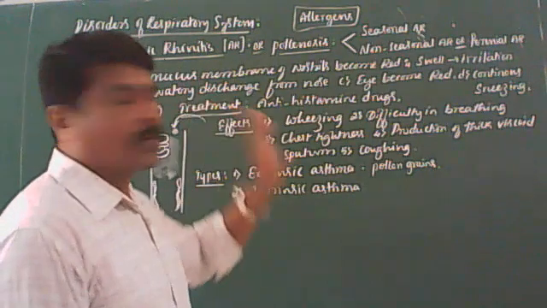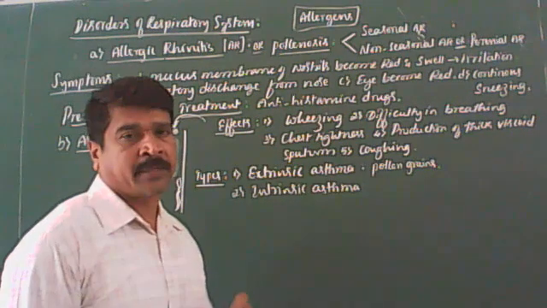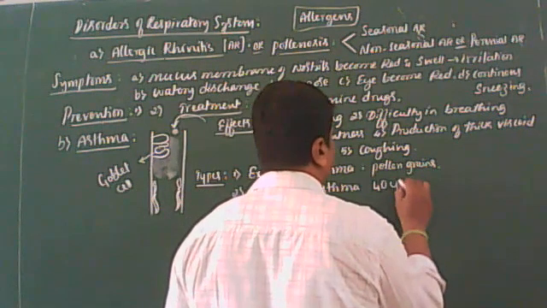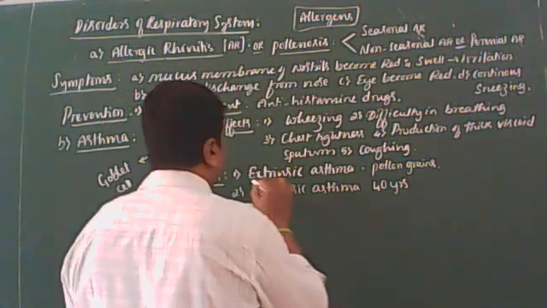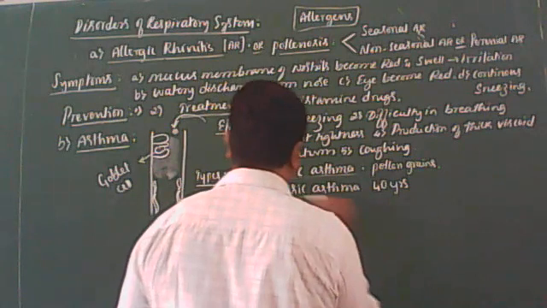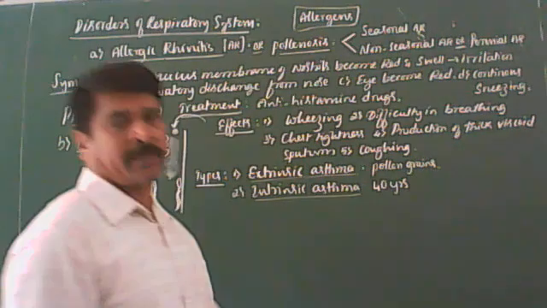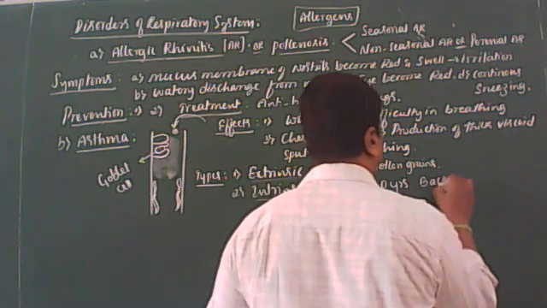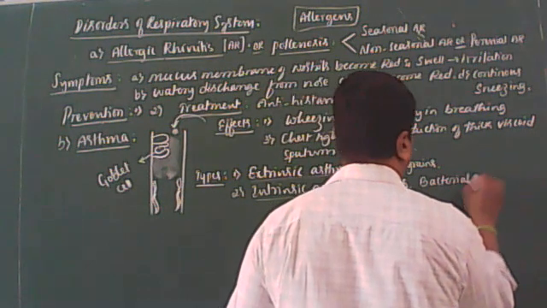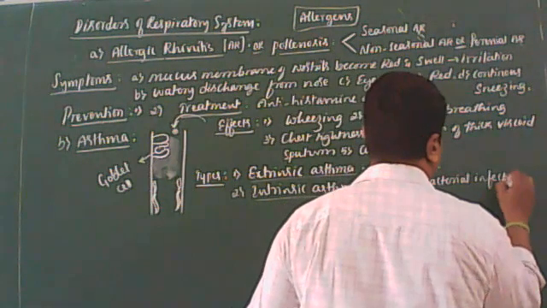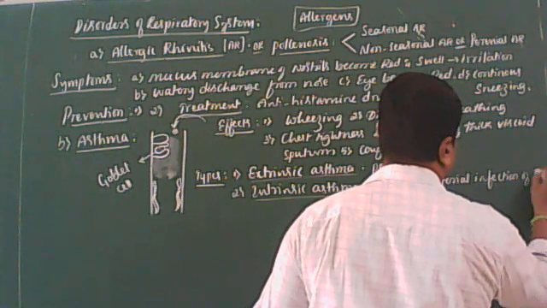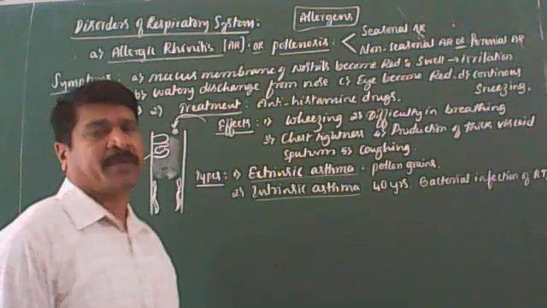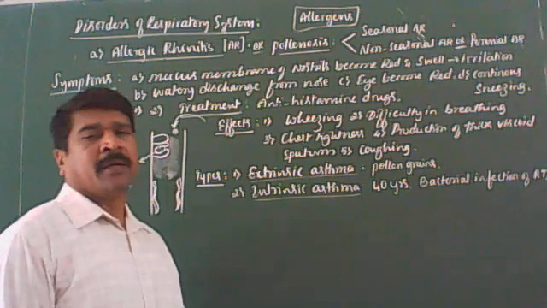Clear? Okay. Now let us come to intrinsic asthma. It occurs in people who are more than 40 years of age. It is mainly caused due to bacterial infection of the respiratory tract. That is the major cause for intrinsic asthma.